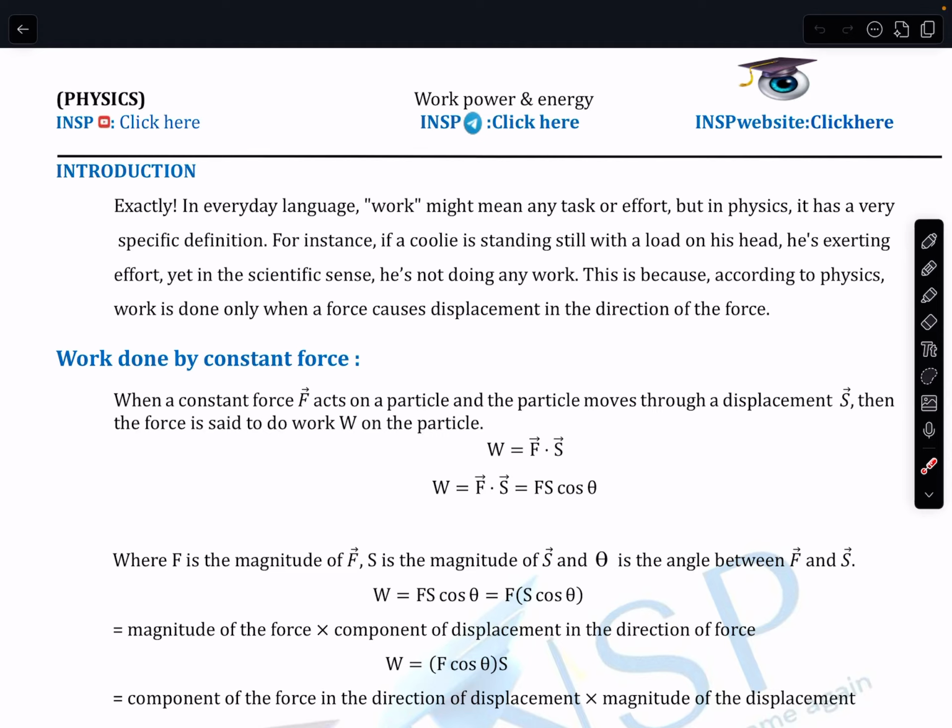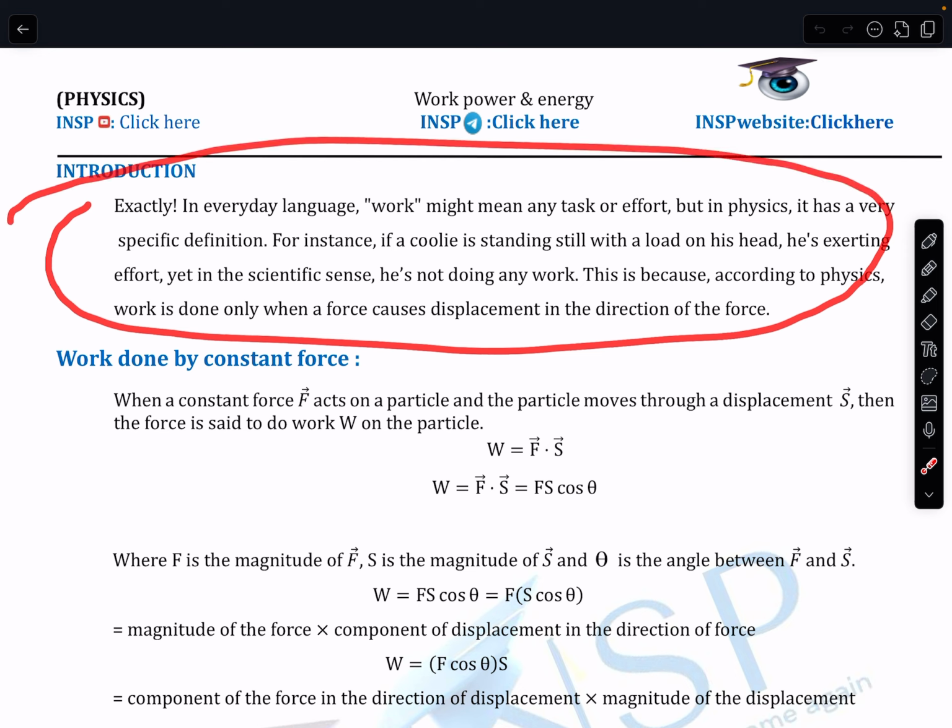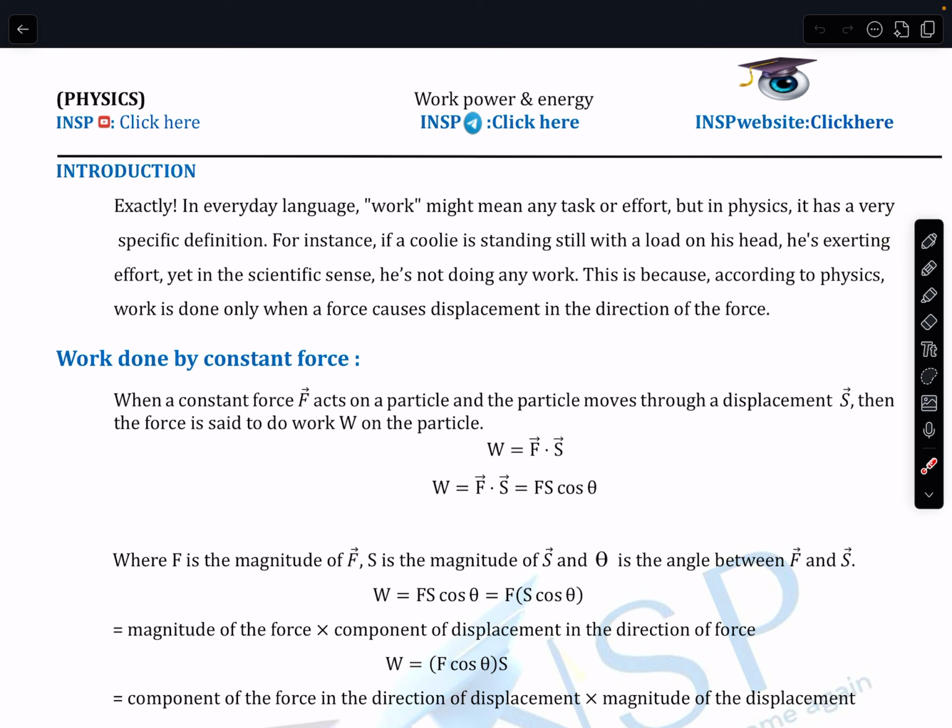All right. As you can see here, there is an introduction. I'll keep the speed slow so that if you want, you can take a screenshot of it and use it for your own purpose. Here you can see the introduction about work, and one example is given that work will be considered only if there is displacement in the body, or more precisely, of the point of application of force.